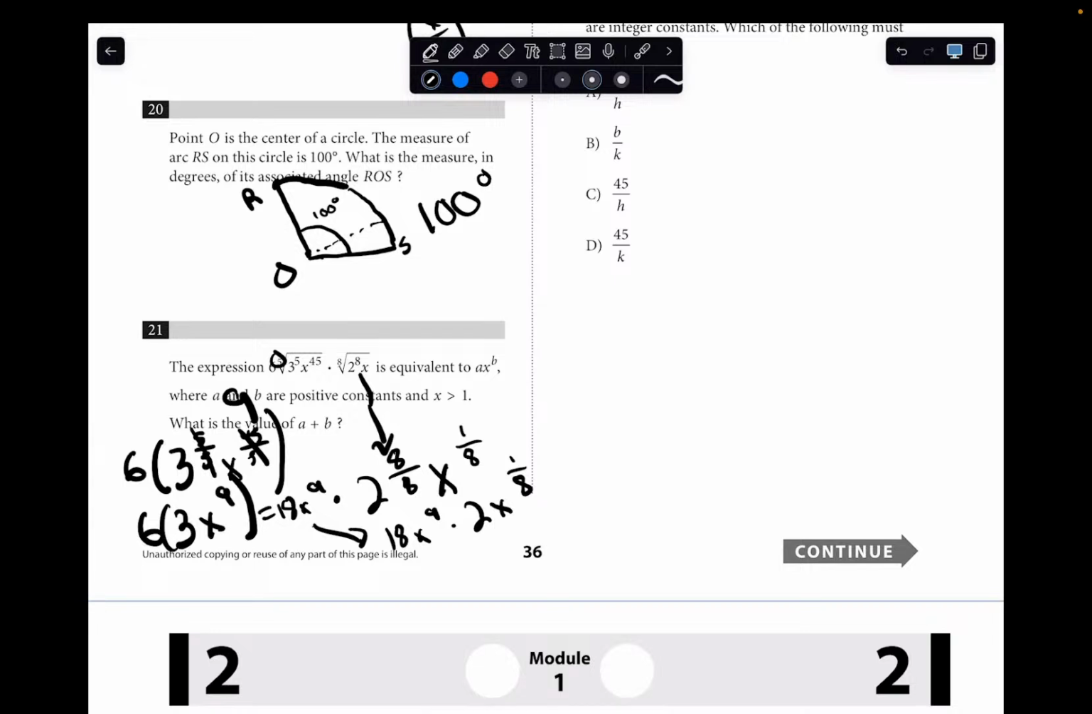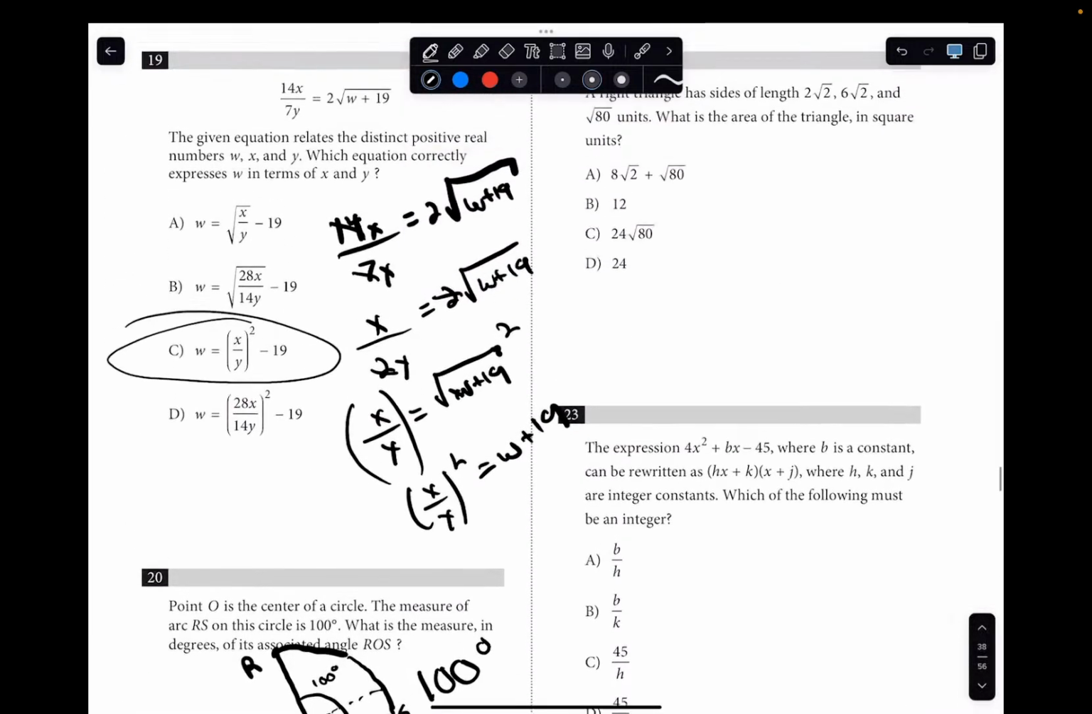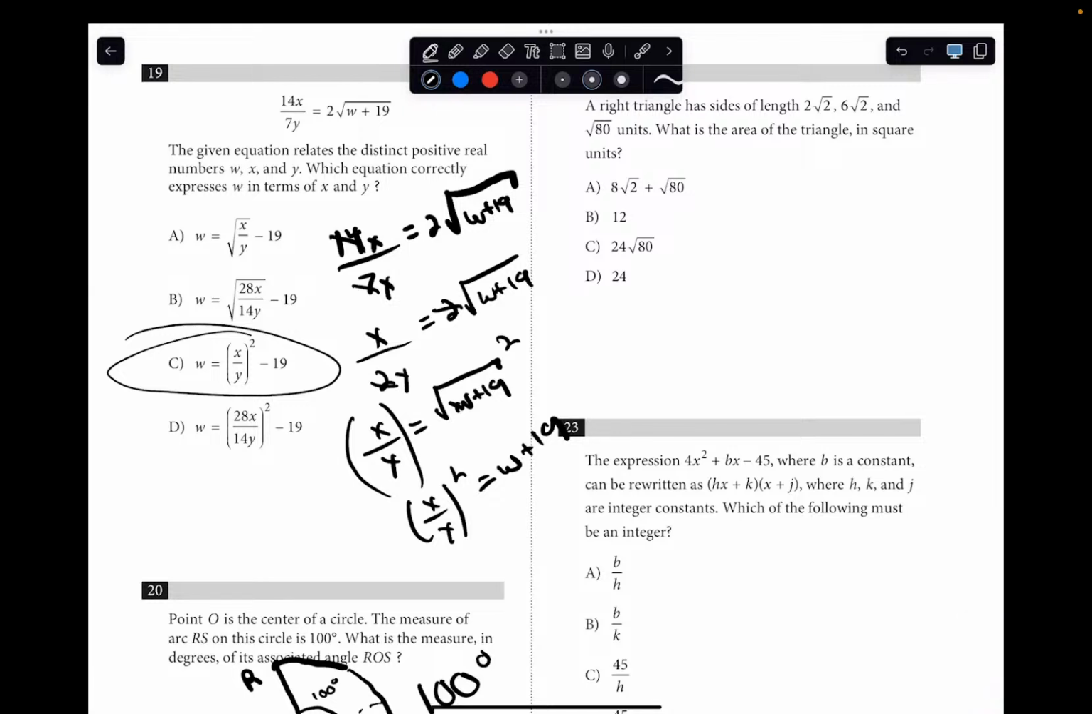And then they're saying, then they use the multiplication exponent property and do a bunch of stuff. Go home and look at that one. I don't know what they're talking about. That one's pretty nuts.